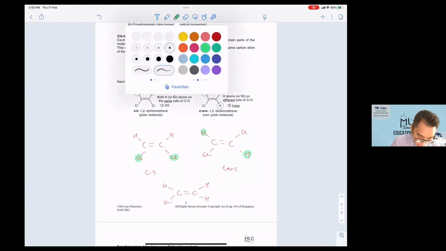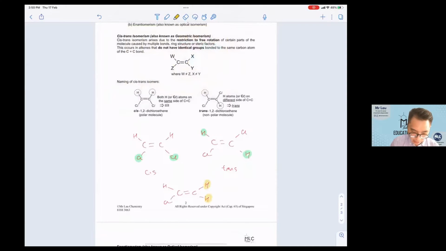Now, the moment you have something like this, let's say, the moment you have two groups here that are identical, there will not be any cis trans because no matter how you rotate, it will actually be identical. Okay. Now, if all four groups are different, there will also be cis trans isomerism.